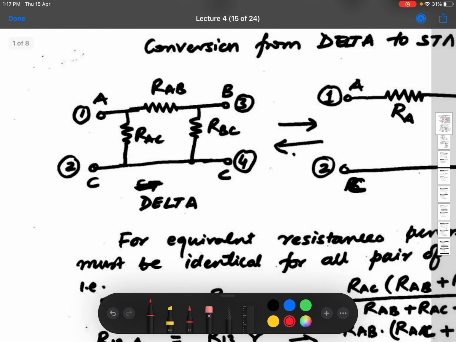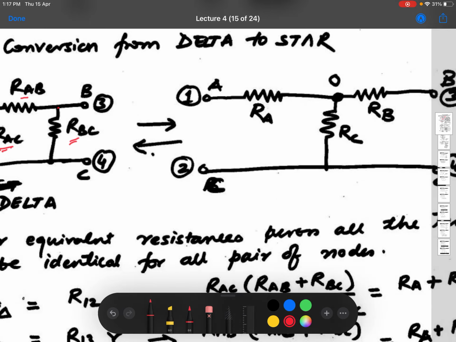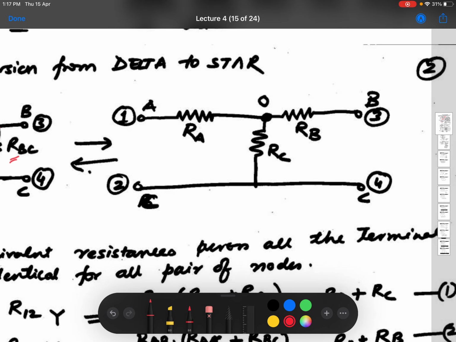If you see, I have drawn a delta circuit here, and the naming convention is like this: A to B, I call the resistance RAB. A to C, I call it RAC, and B to C, I call it RBC. So that is the way to name the resistances in delta.